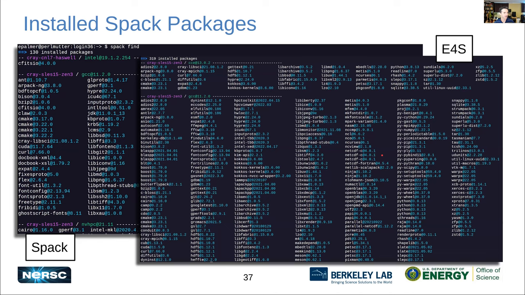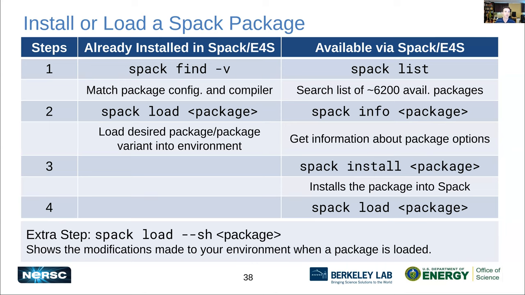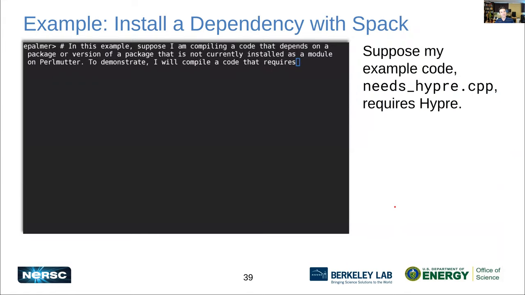There's quite a bit of software here that's already been pre-installed that you can use Spack to load into your environment. Or if you want something that has a Spack package that's not here, you can install it yourself. So that's where you get these two columns. On the left, this is how you load a package that is already pre-installed. On the right is if you found the package you want isn't actually already installed, but there's a Spack package available for it, you would follow down this column. This example shows you how to use a Spack installed package as a dependency to compile something.